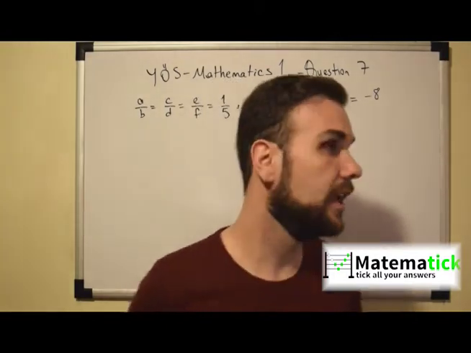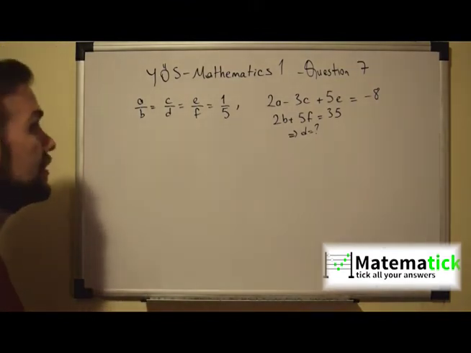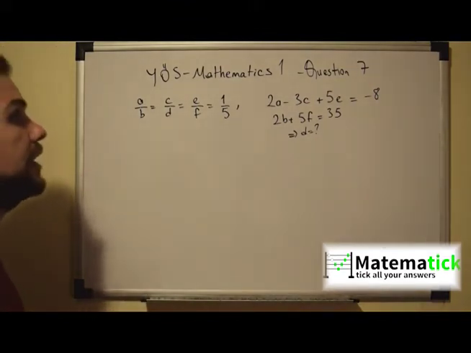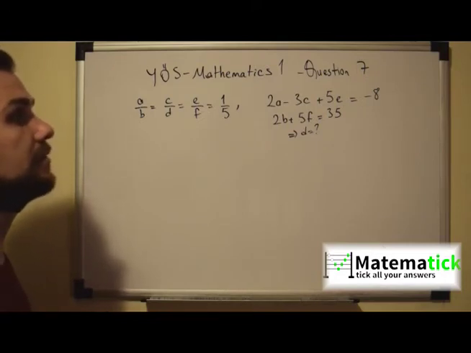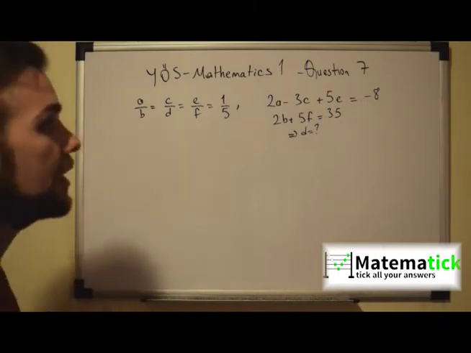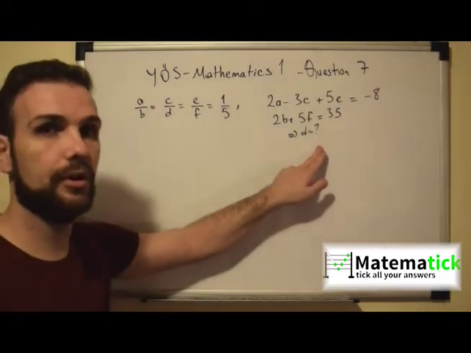In this question we have a over b which is equal to c over d which is equal to e over f which is equal to 1 over 5. And we are given 2a minus 3c plus 5e which is equal to minus 8, and we have 2b plus 5f which is equal to 35, and we have to find the value of d.